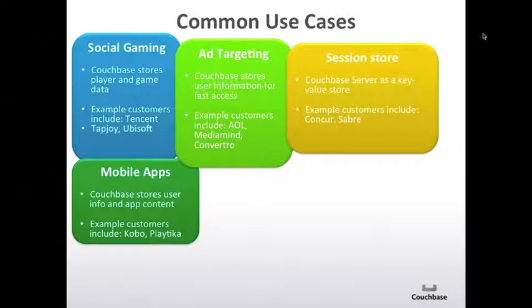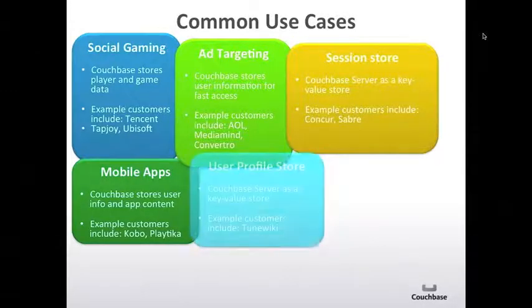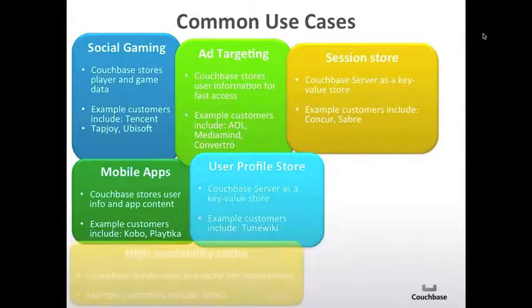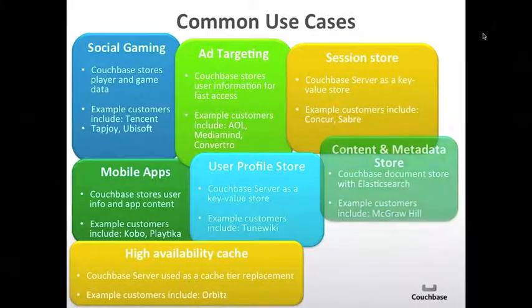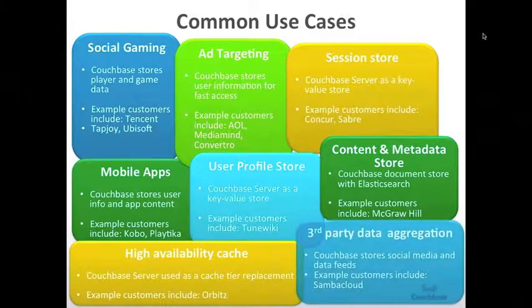Couchbase is also used as a session store. We have Concur and Sabre, who are using Couchbase as a key value store to store critical session information for their website. User profile stores: we have customers like TuneWiki, who is using Couchbase to store user profile information and accessing it in a key value pattern. High availability cache: Orbitz, for example, is using Couchbase as a cache tier replacement and has replaced its cache tier with Couchbase. Content metadata stores: we have customers like McGrawHill, who is using Couchbase along with Elasticsearch to build very interactive, rich apps. And finally, third-party data aggregation. Couchbase is used by customers such as Samba Cloud to integrate social media streams and data feeds from different sources in a single consolidated backend database.